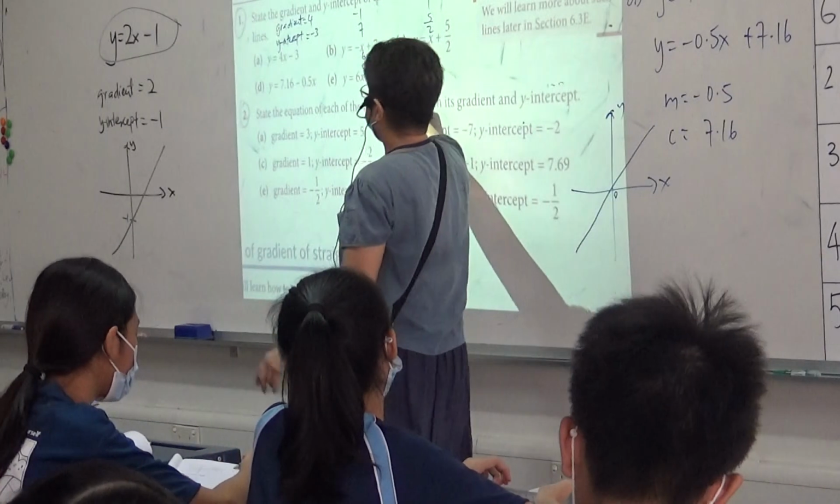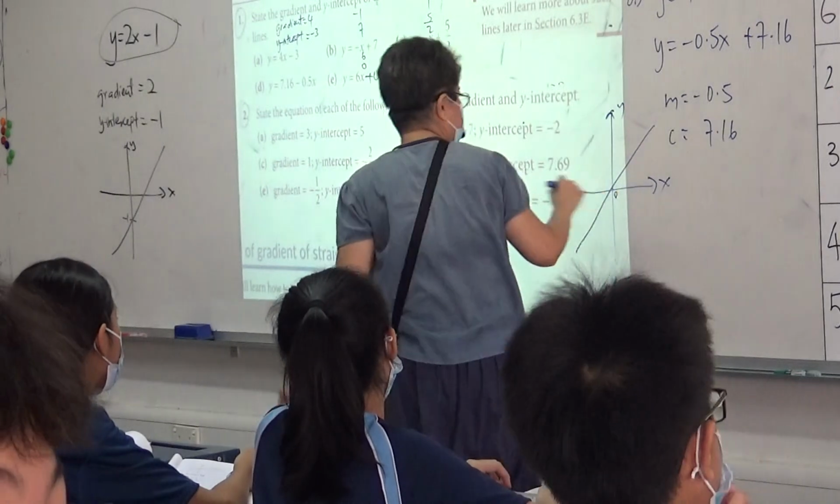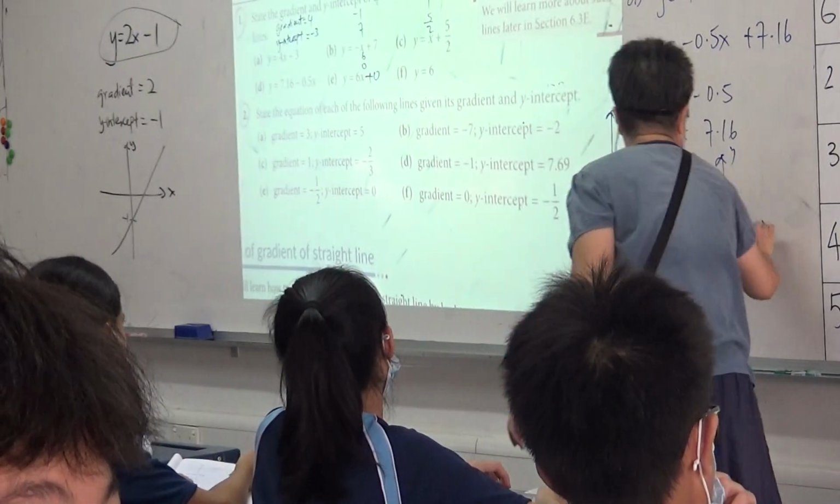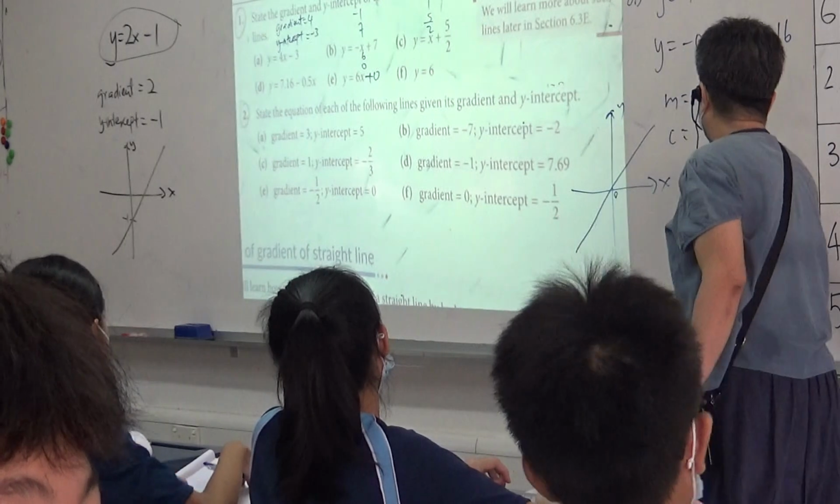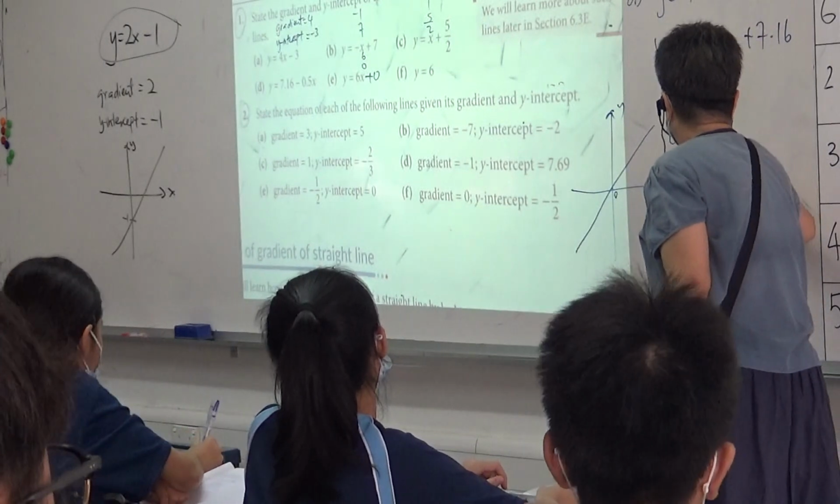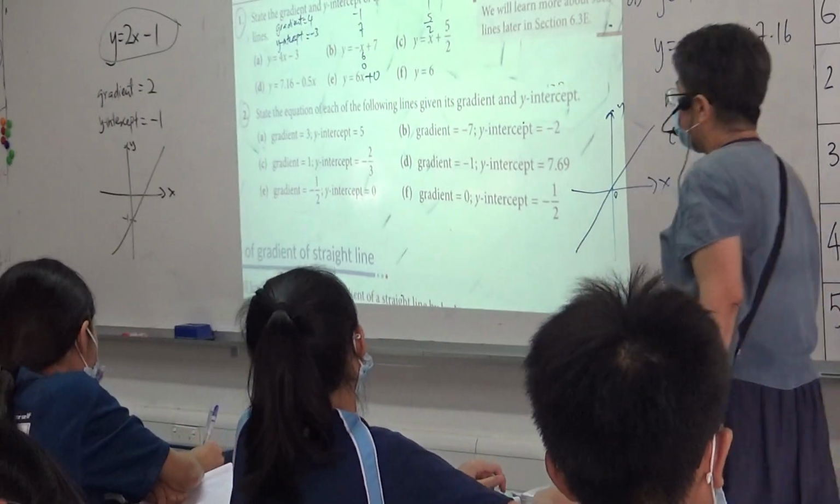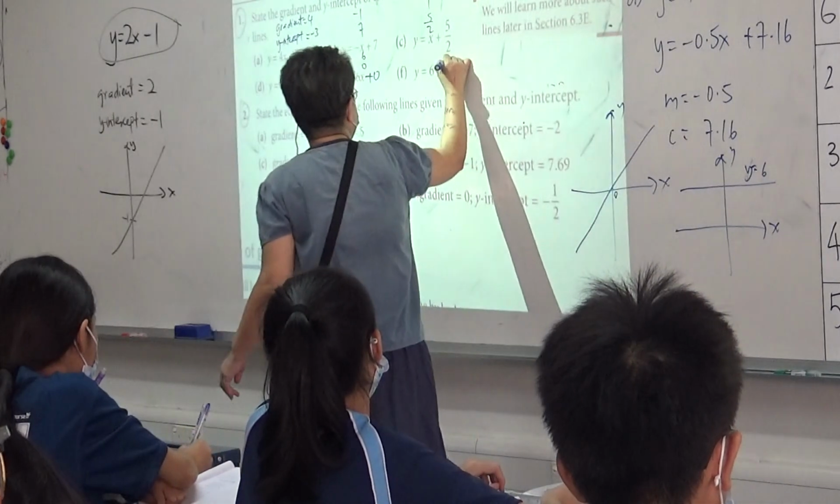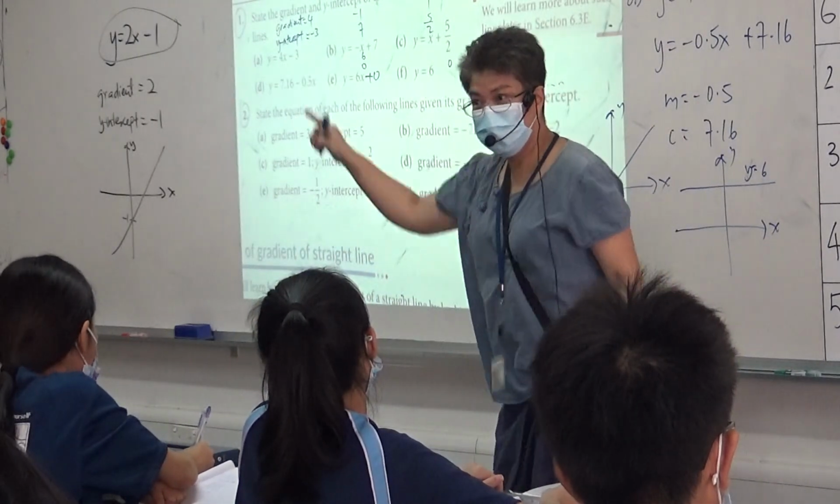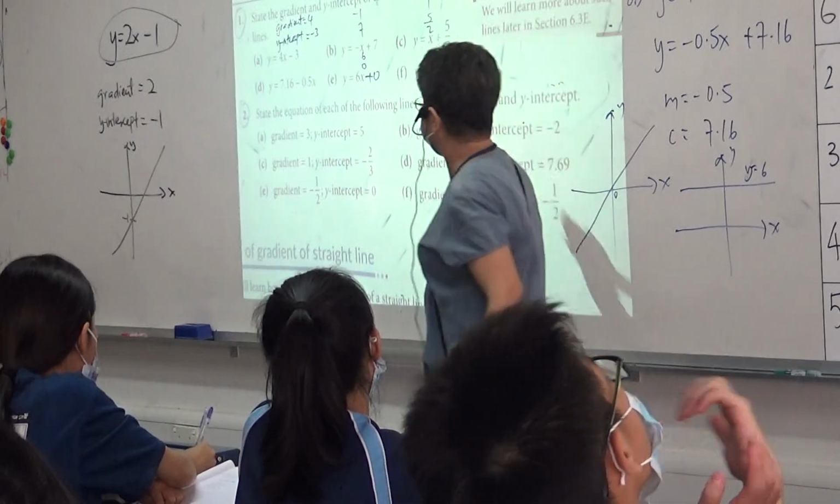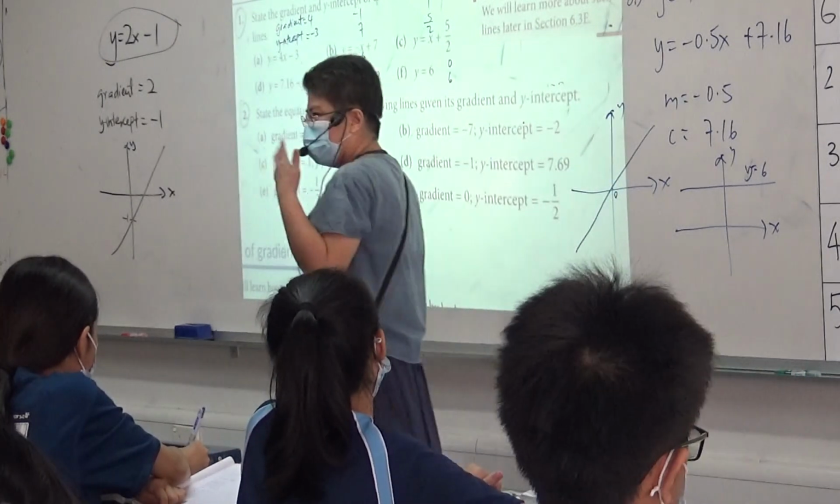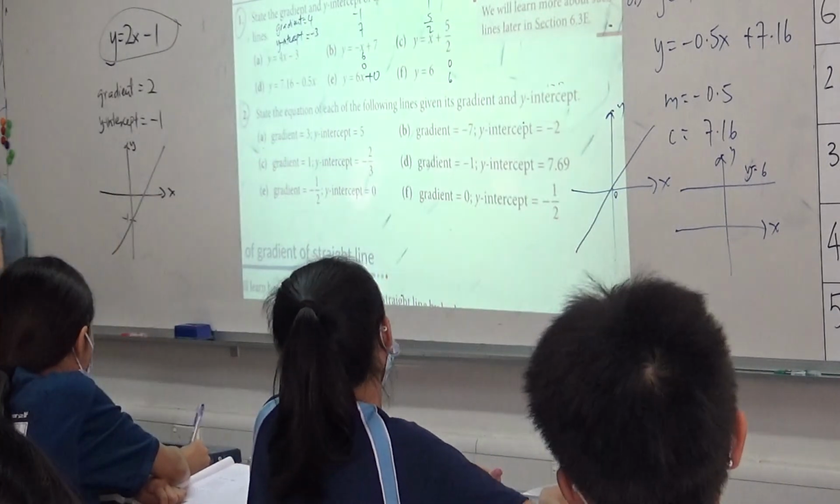Now, look at this one. Y equals to 6. Just now I told you, right? Y equals to something means a horizontal line, right? Y equals to 6, right? So, the gradient will be 0 because it's a horizontal line. What is the y-intercept? 6. I just want to know, are you clear with my explanation?